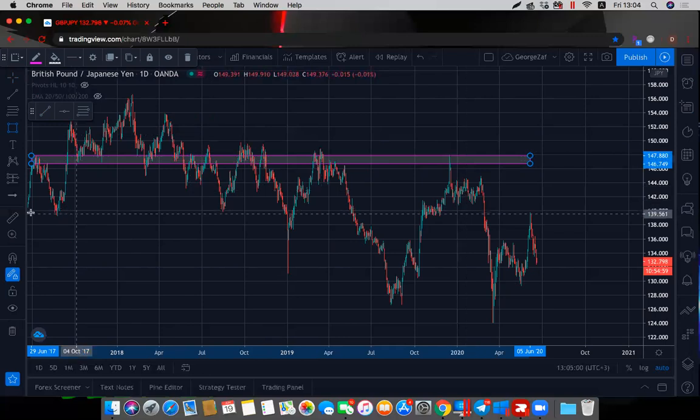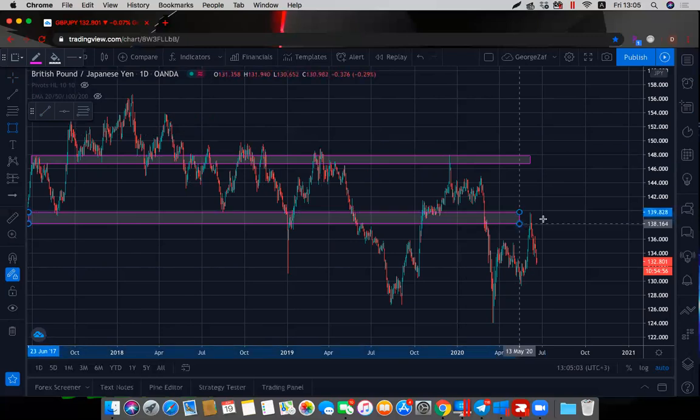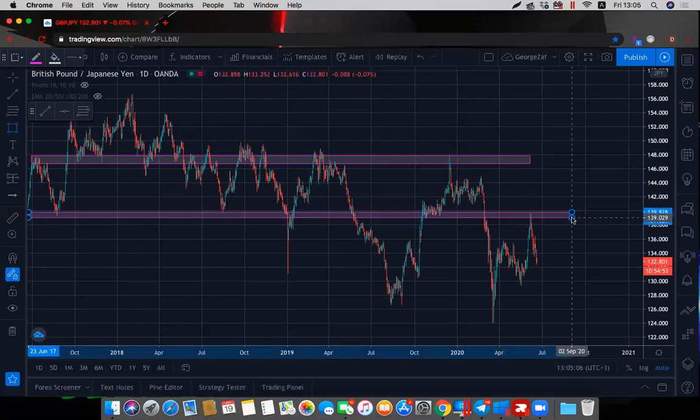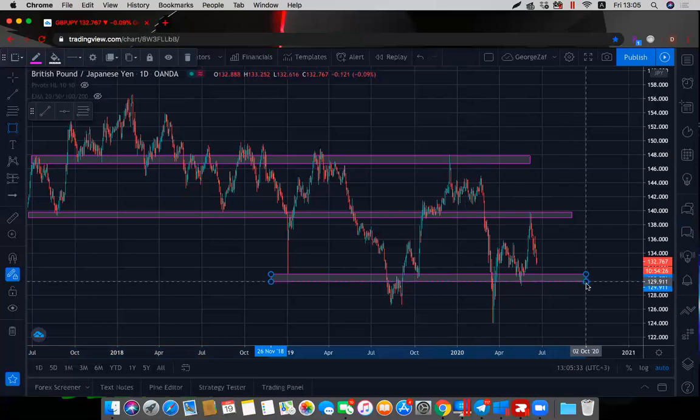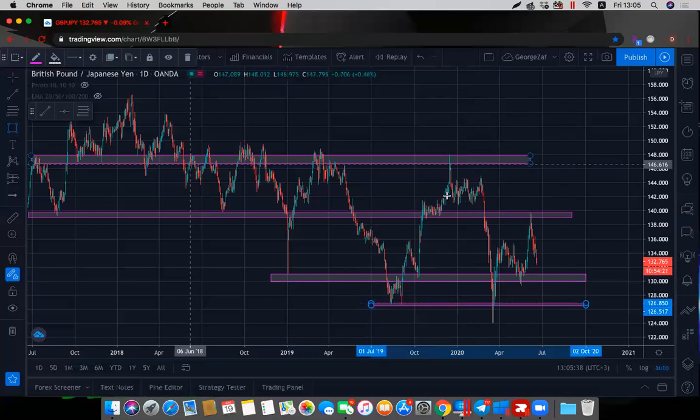Another key level is somewhere here. Support, support, support, resistance, support, resistance. And if we go to lower time frames, I think there's a smaller one here, a smaller one somewhere here, okay, and here. But the bigger ones are these.